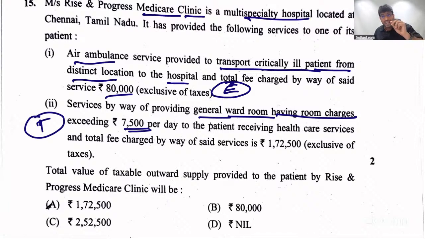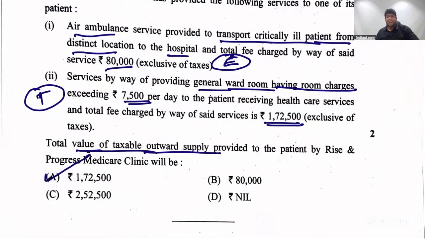Exemption is only and only for ICU, ICCU, NICU. In that case it is exempt, but in other cases where the room tariff is more than 5,000 per day, it becomes taxable. And the total fee is 172,500. What is it they asked? Total value of taxable outward supply. So the answer is 1,72,500. That's it, my dear friends. That's the story of this multiple choice question.